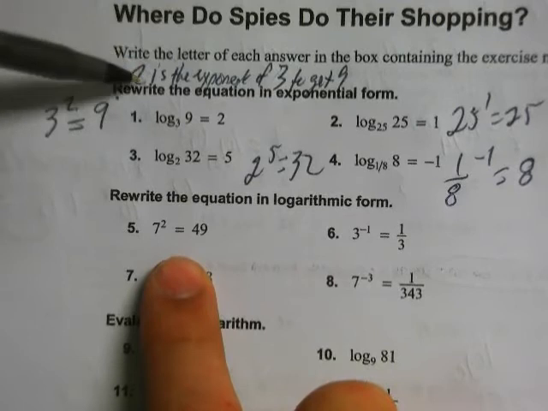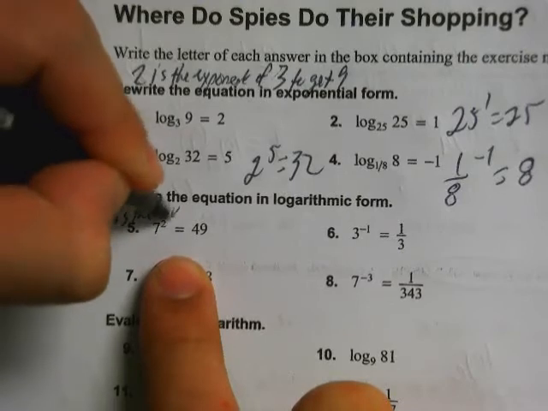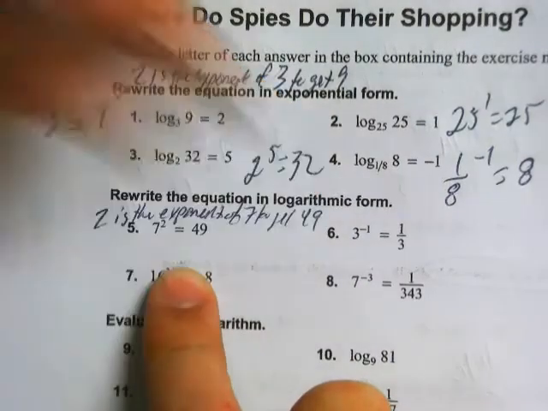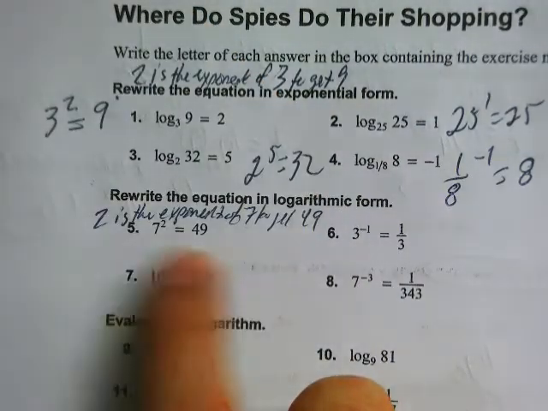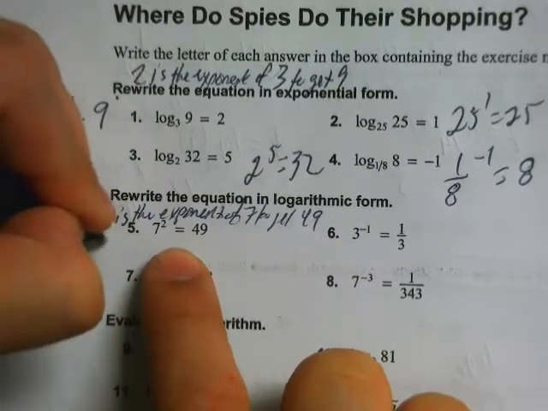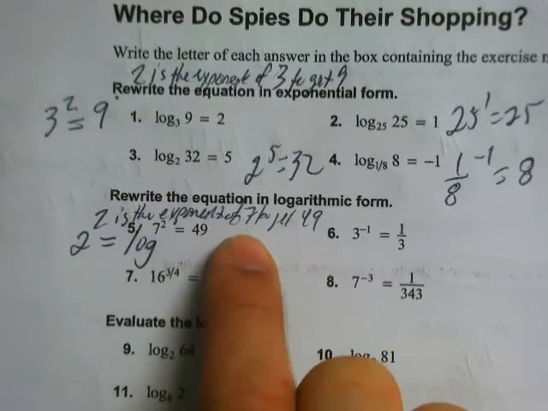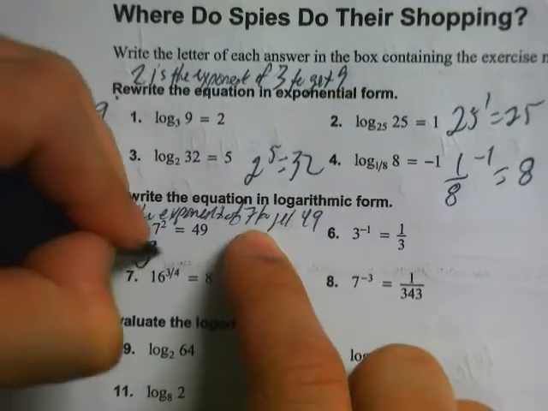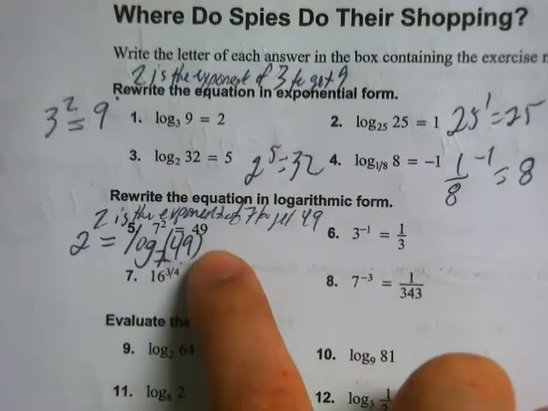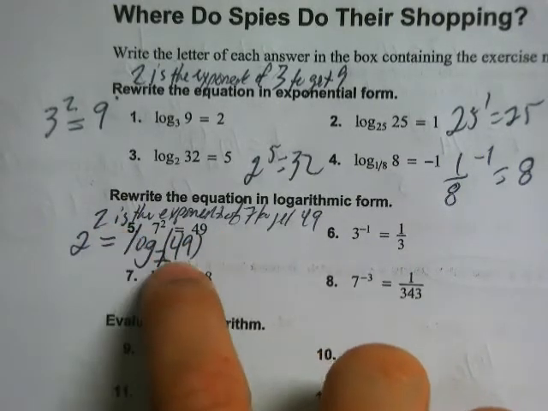So use the same template that you see up here, down here. 2 is the exponent of 7 to get 49. So let's write this out how we see it. 2, the is the equal sign. The exponent of is log. Our base is 7 to get 49. So that's our actual log. 7 squared equals 49. That makes sense, and this is also true as well.